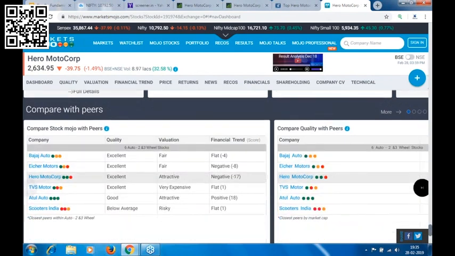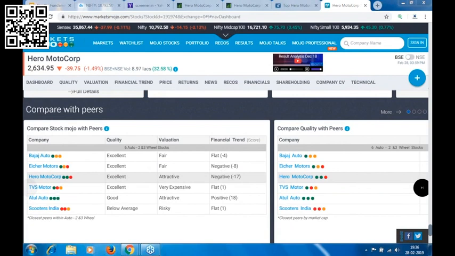It also gives you the comparison with the peer companies, which company is looking fundamentally strong. If you see, this website does fundamental analysis on the basis of quality, valuation, and financial trend. If you look at Bajaj Auto, the quality is excellent, valuation it is showing as fair, and the financial trend is flat. Eicher Motors, if you see, it's showing excellent, valuations are fair, and financial trend it is showing negative.